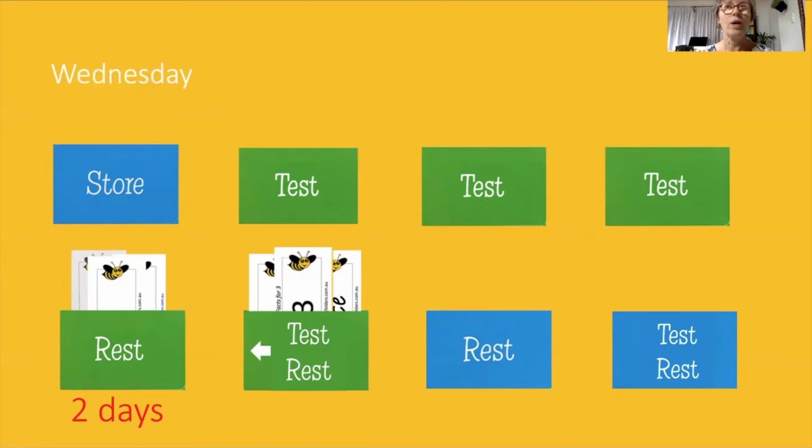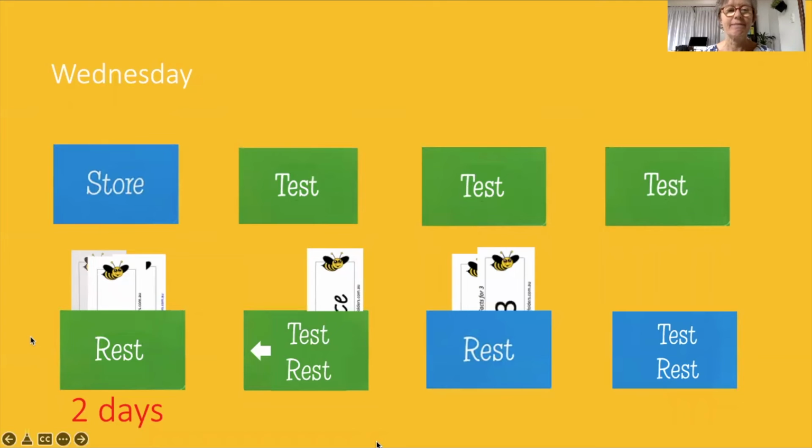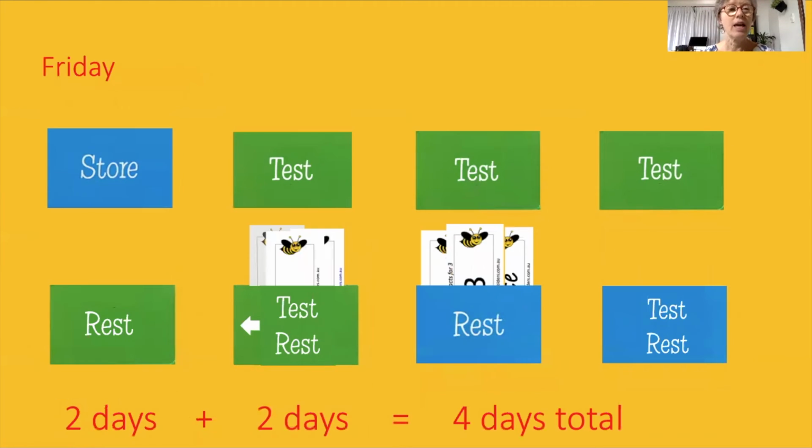By the next session on the Wednesday, the flashcards have been in the rest pocket for 2 days. The Wednesday folder session then proceeds from the start pocket. The flashcards in the rest pocket miss one session. They move into the next pocket as a bundle after the testing has been completed. There they continue to rest. Come Friday, those flashcards have rested for another 2 days, making a spaced interval of 4 days. They will then be tested at the Friday session.